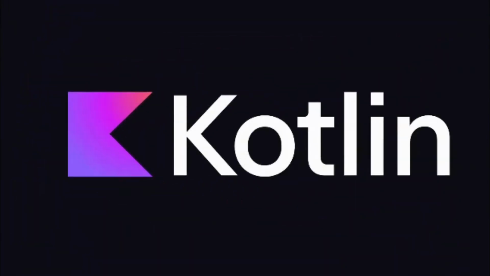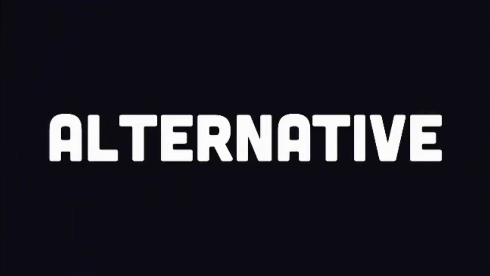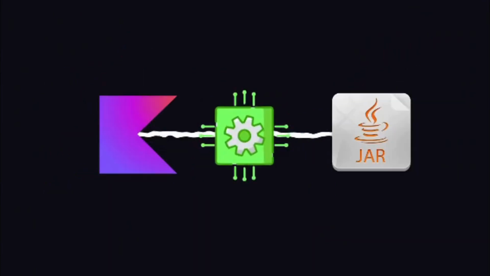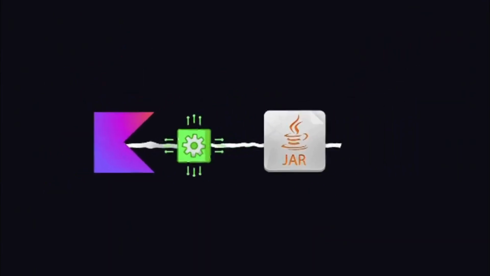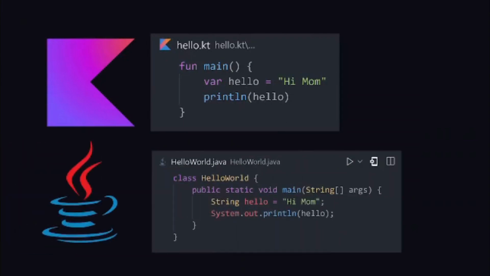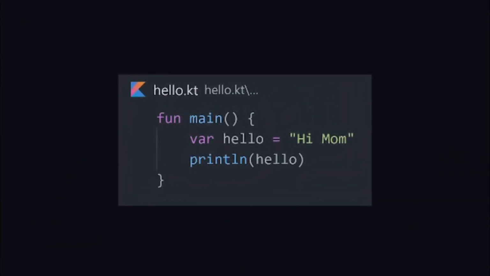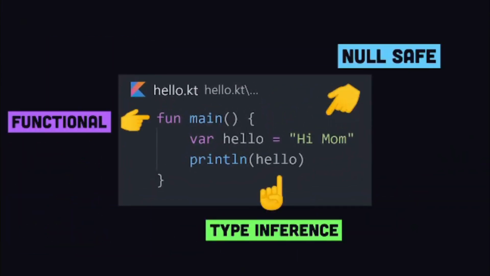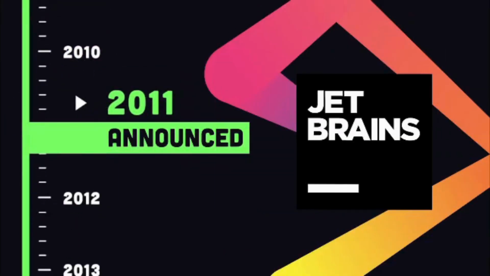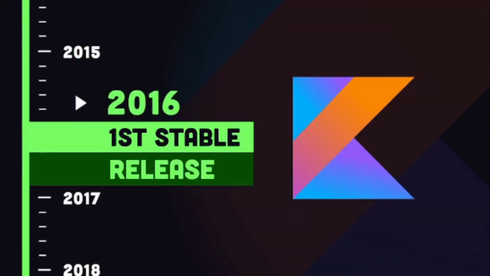Kotlin is a modern statically typed programming language designed to make developers more productive. It was created by JetBrains as a cleaner, safer, and more concise alternative to Java. Like Java, Kotlin runs on the Java virtual machine, which means it can use existing Java libraries and frameworks. But unlike Java, it removes a lot of unnecessary code that developers have complained about for years.